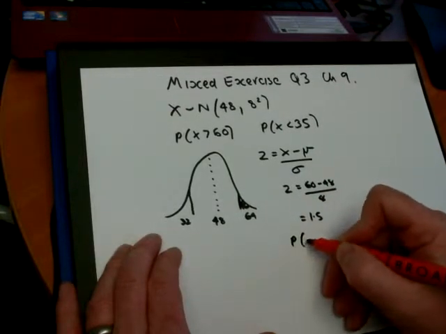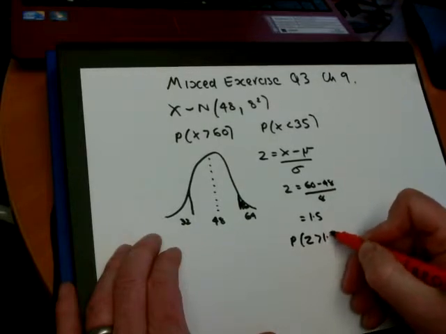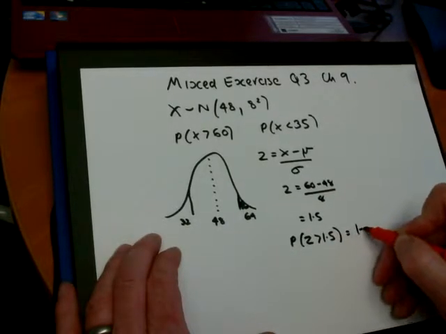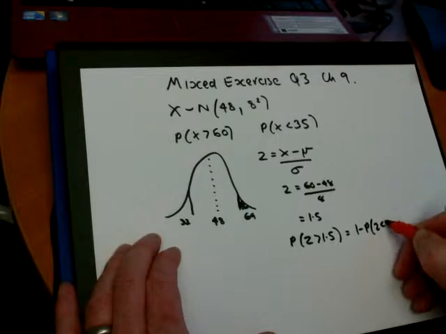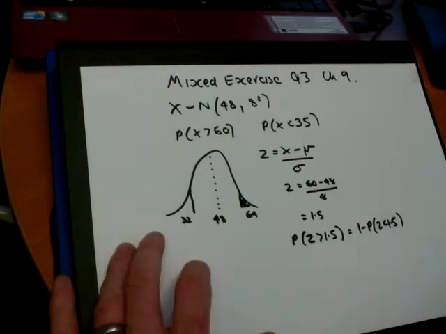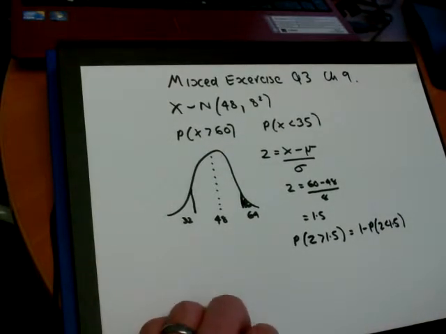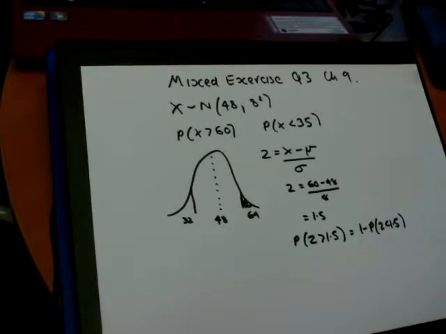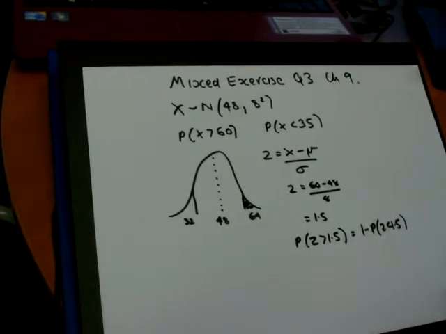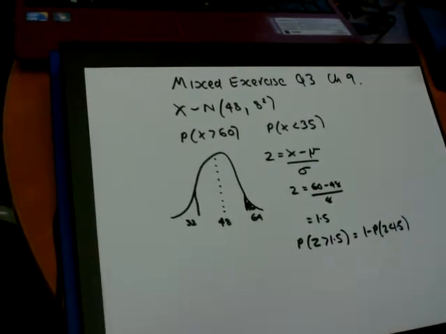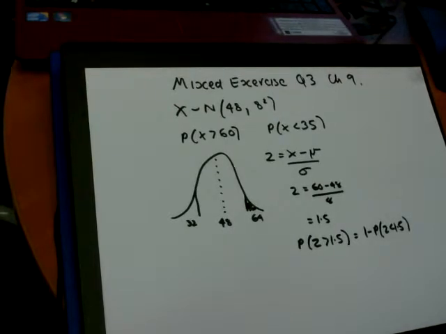So the probability that z is greater than 1.5 will equal 1 minus the probability that z is less than 1.5. And you'll all know that the reason I've changed it to less than 1.5 is that's what our tables give us. Now I'm quickly going to find the tables, and I'll read off the table values and get the answer for 1.5. Bear with me while I do this.